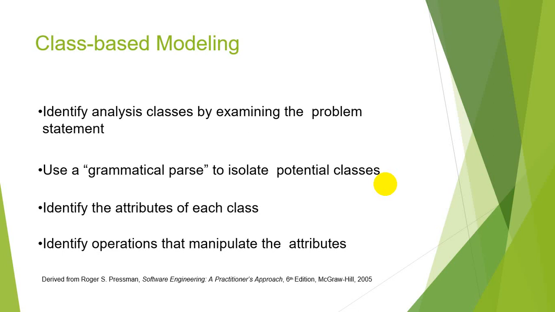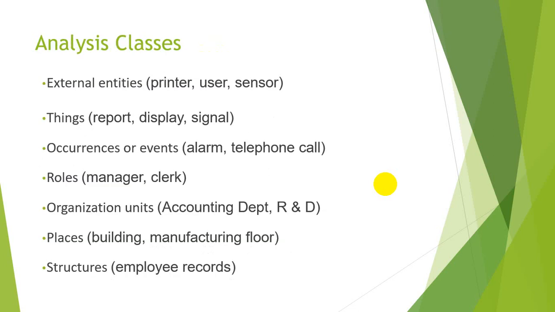So use a grammatical phrase to isolate potential classes. Normally we use nouns and pronouns that you identify as classes. Identify the attributes of each class. These are also present in the requirement description, and identify operations that manipulate the attributes. So we have to identify all these things from within the requirement description given by the client.